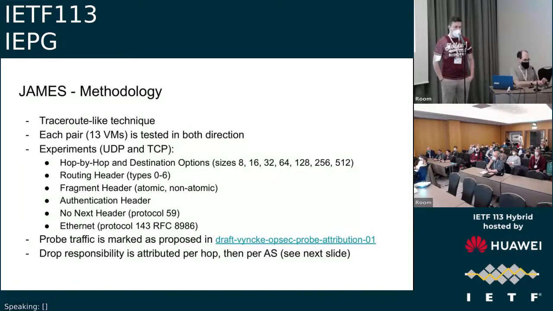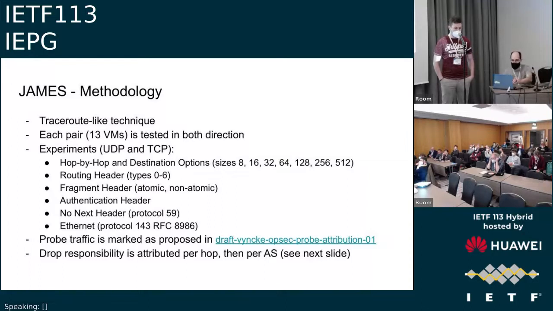And the methodology we have used, no black magic here. This is a traceroute-like technique, even though this is our own library, but still traceroute-like. And we just test each pair of VMs in both directions. And for each experiment, we use UDP and TCP because you never know what filter you can have on layer 4. And for the experiments, we have tested hop-by-hop and destination options. And we vary the size from 8 to 512.